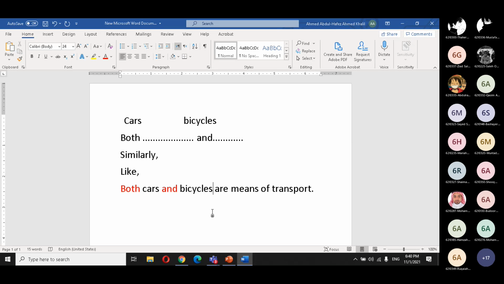If you talk about, as we said, Samsung mobiles and iPhone, both Samsung and iPhone are kinds of mobile phones, okay, are used for making calls. So here you can use both. You put the first one and you put the second one.